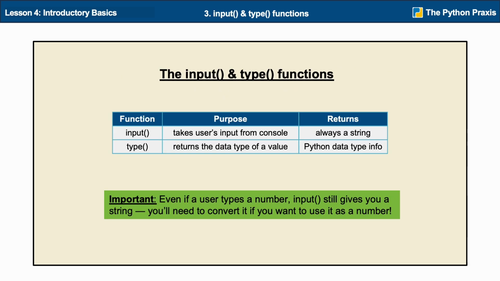Let's summarize these 2 important functions, input and type. The input function takes the user's input from the console and always returns a string. The type function checks and returns the data type of a variable. Remember, even if the user types a number, input still returns a string. To do math with it, you have to convert it to a number first.